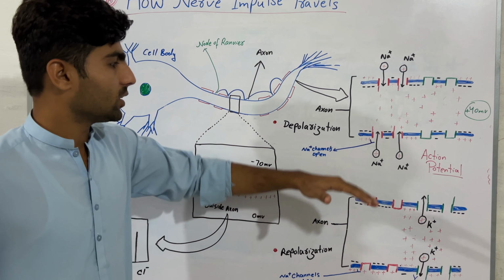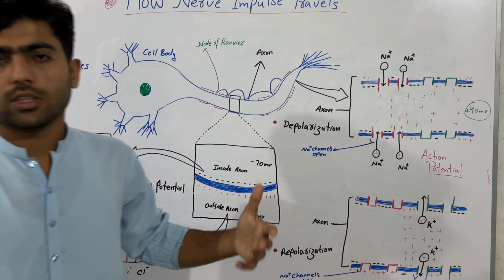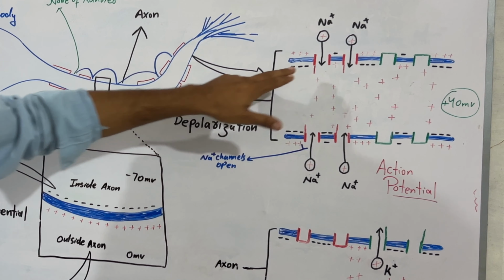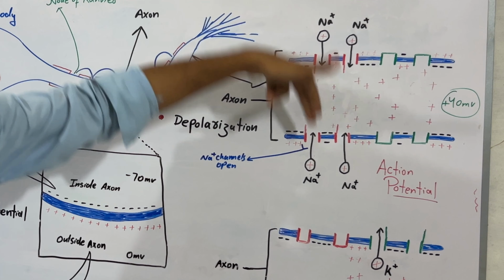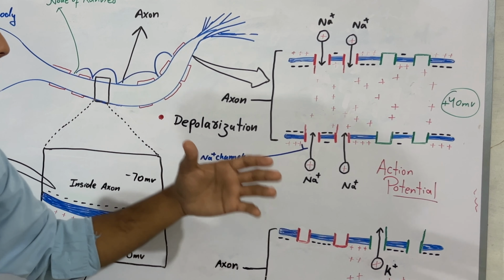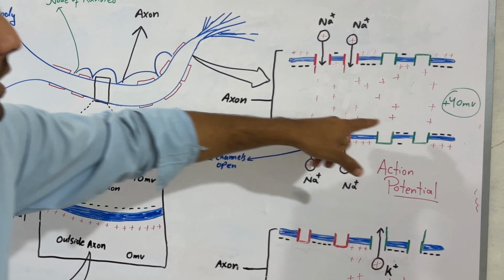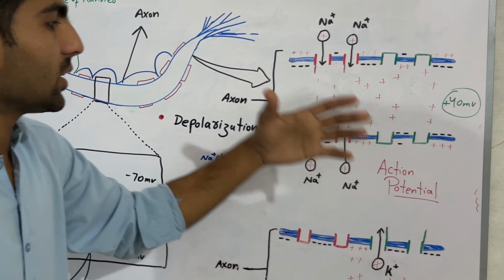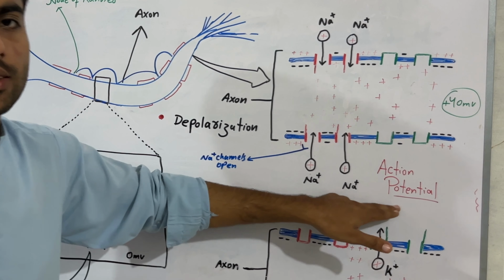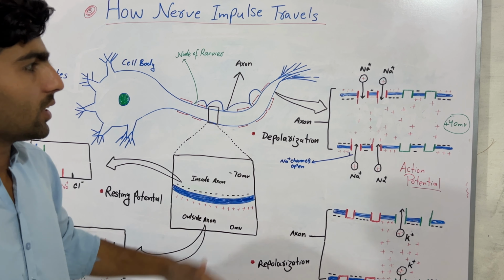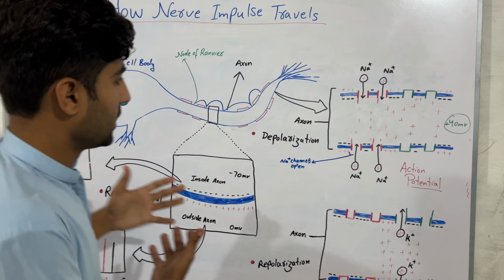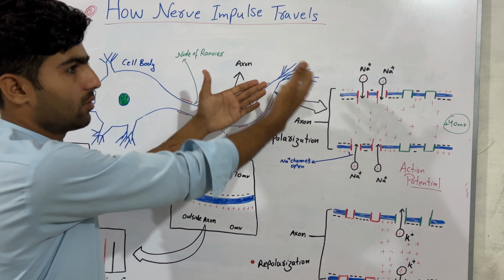When a stimulus like touch or sound reaches the neuron, it causes depolarization. The sodium channels open and sodium rushes in. This makes the inside less negative and then positive, around positive 40 millivolts. This change in charge is called action potential. The positive charge triggers the next section of the axon to open its sodium channels, so the impulse travels forward like a wave, step by step.